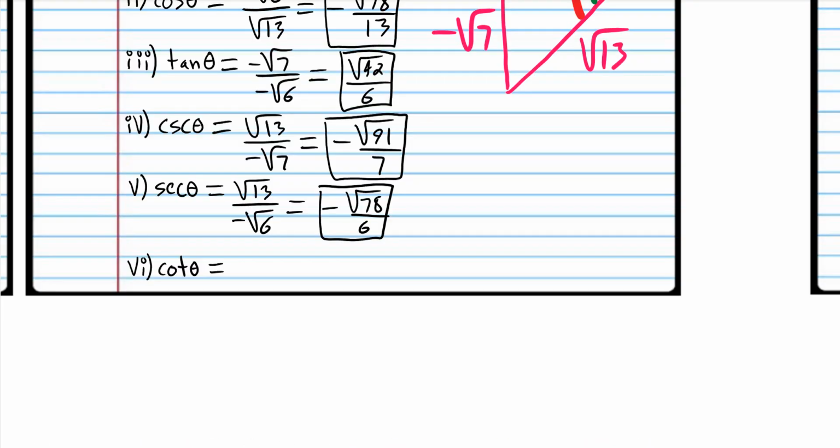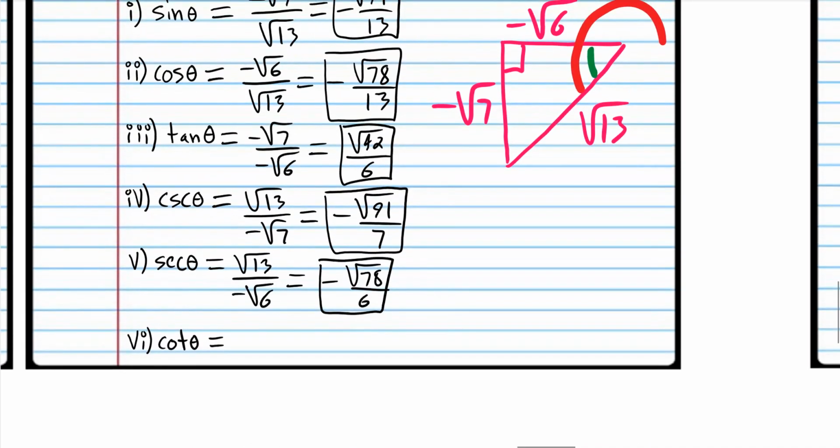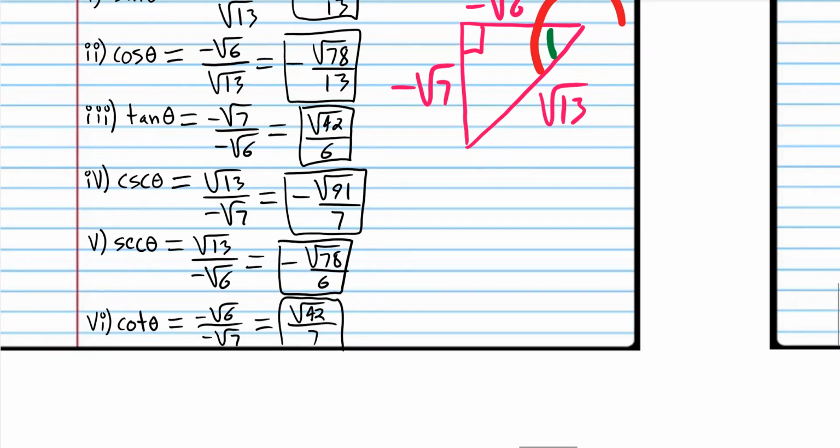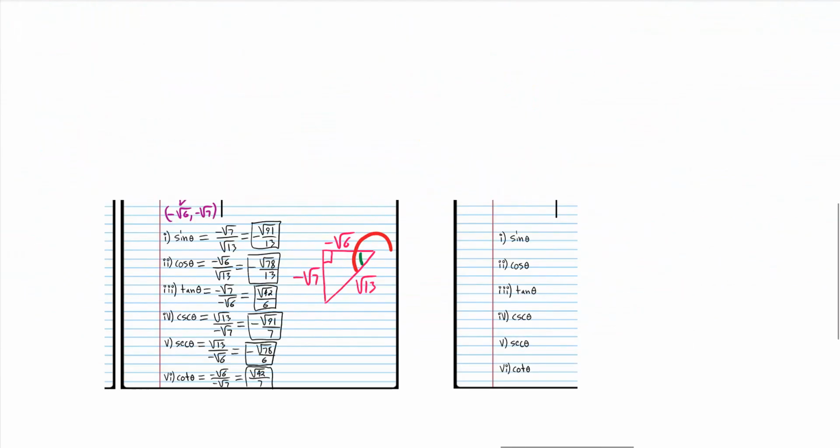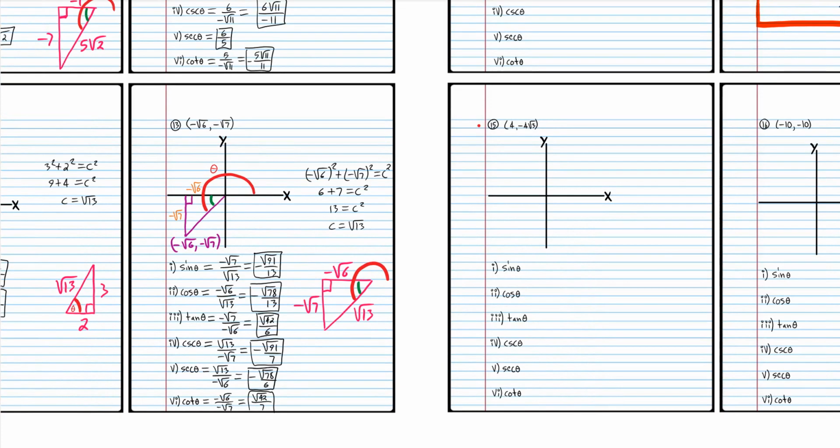So cotangent is the side adjacent the green reference angle divided by the side opposite the green reference angle. The negatives cancel out, multiply both sides by root 7 and we get root 42 over 7, and no, that cannot be reduced. 42 divided by 7 is 6, that is correct, but that's not 42, that's root 42. Alright, if you got that one right, good job.